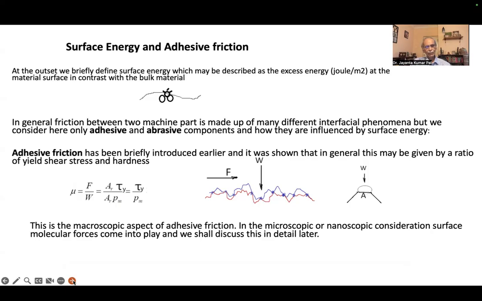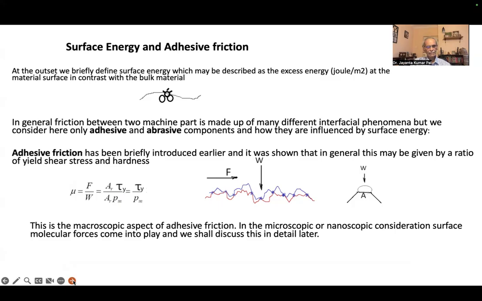In a way, we can also define surface energy as the energy required per unit area to create a new surface. Because when you create a new surface, you are opening it up so that the surface molecules are not completely bounded. Okay, having said that, let us go to the adhesive and abrasive friction.